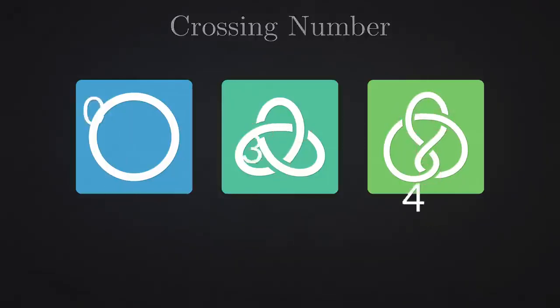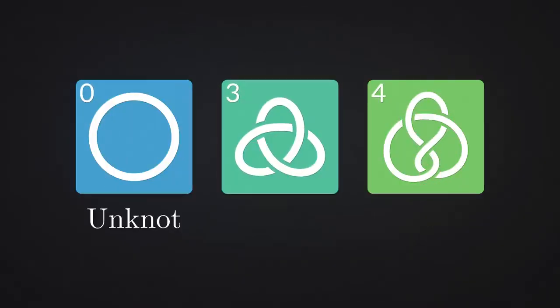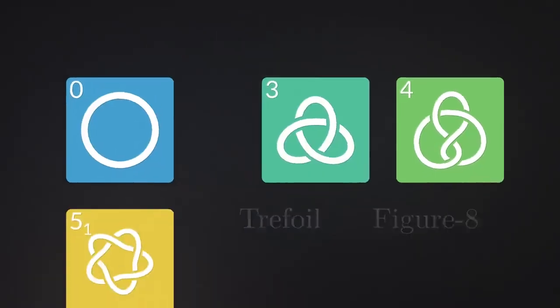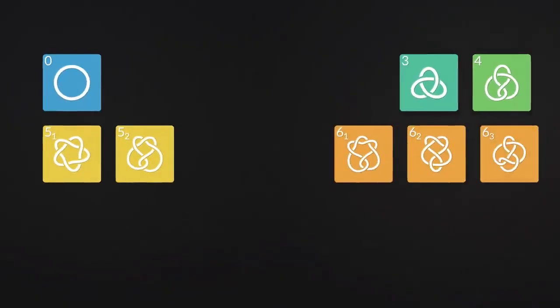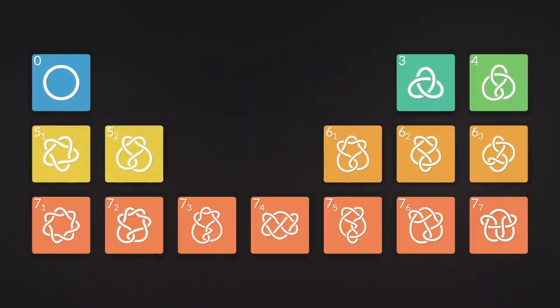crossings. By hand, Tait discovered a 3-crossing knot, the trefoil, then a 4-crossing knot, the figure 8, then 2 5-crossing knots, 3 6-crossing knots, and 7 7-crossing knots.